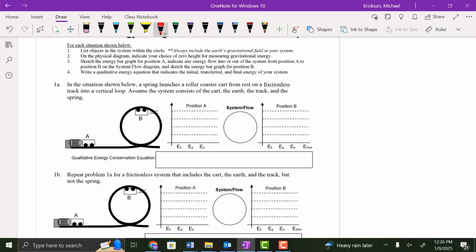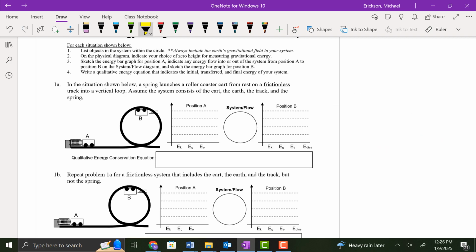So here we have this example. We have this cart. It is on a spring, the first part, and then the second part, it is moving and it's at the top of this loop. So we have here what we call an LOL diagram. Why is it called that? Well, it looks like LOL, but the L's are bar charts. So you'll have like position A, position B. The circle is where you're gonna put your system down.